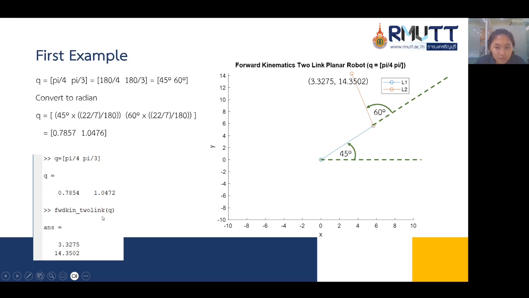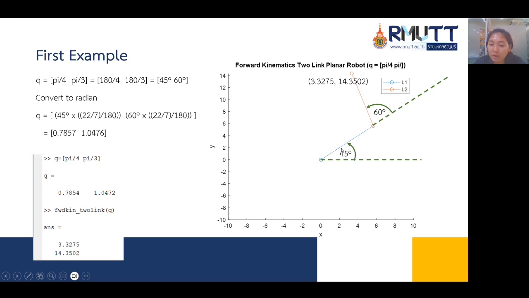So the answer for the first example of joint angles for forward kinematics of the two-link planar robot is x equal to 3.3275 and y equal to 14.3502, and the illustration is like in this picture. This is joint 1, joint 2. This is the first link, L1. This is the second link, L2.